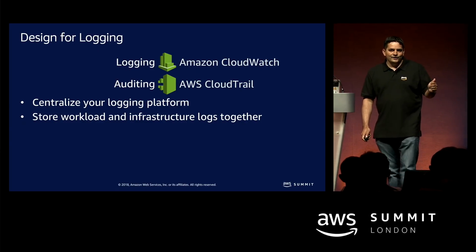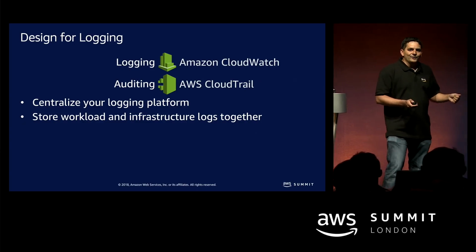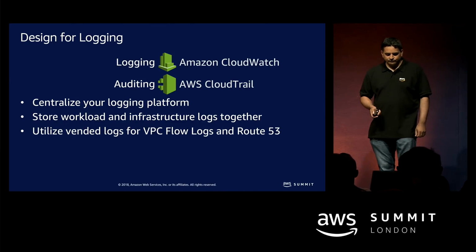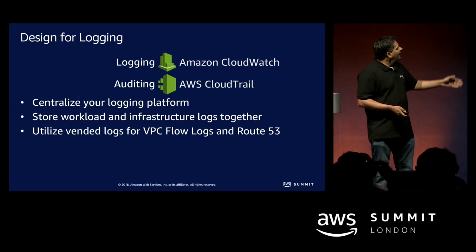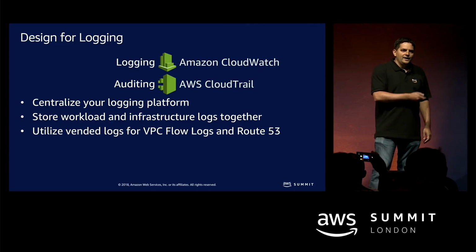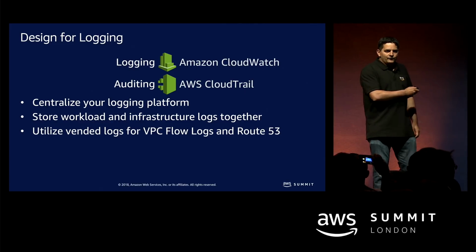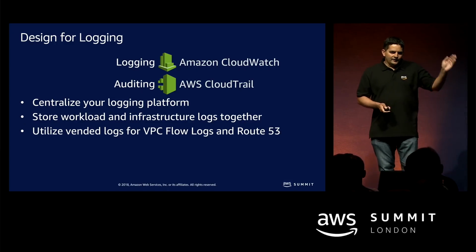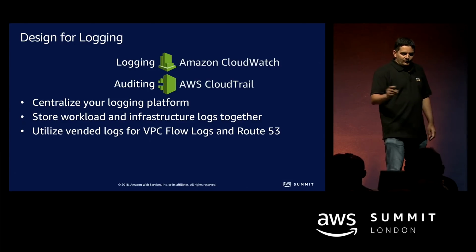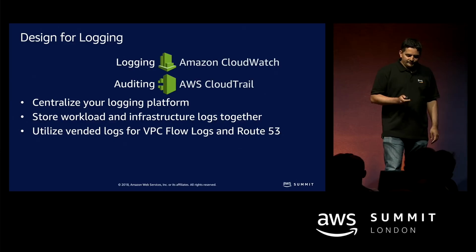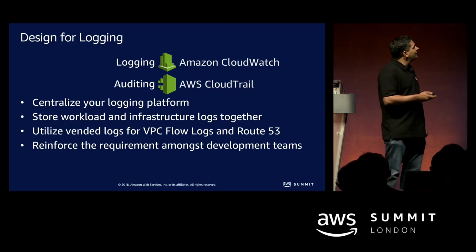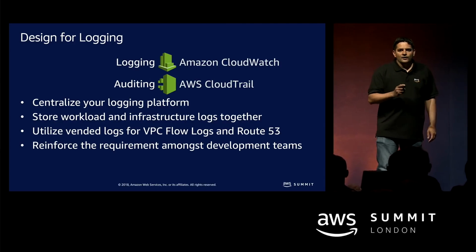And store the workload and infrastructure logs together. It's so much easier when you can see what the application is doing and what the infrastructure is doing in the same place. So in AWS, you can use what we call vended logs for VPC flow logs, which are essentially your networking logs, and Route 53 for your DNS logs. So you can have your workload logs, infrastructure logs, networking logs, and DNS logs all in one place in CloudWatch Logs. And again, try and reinforce this amongst the development teams, especially for workload logs.